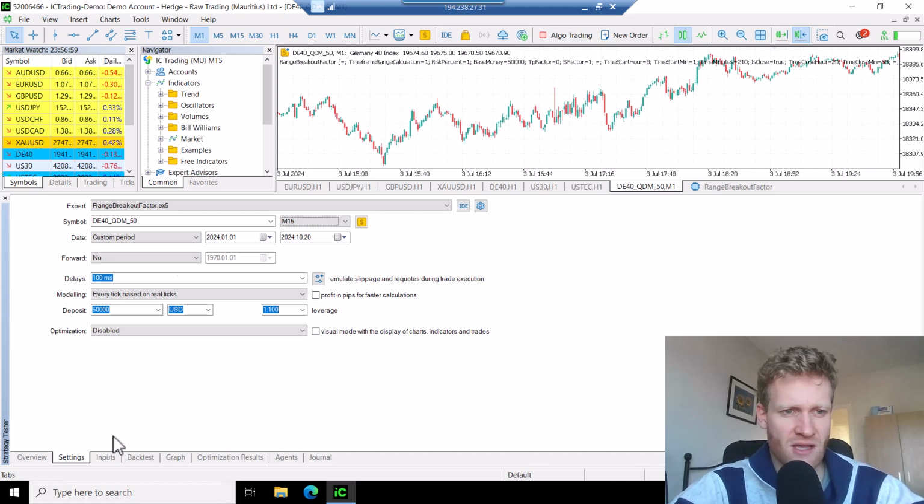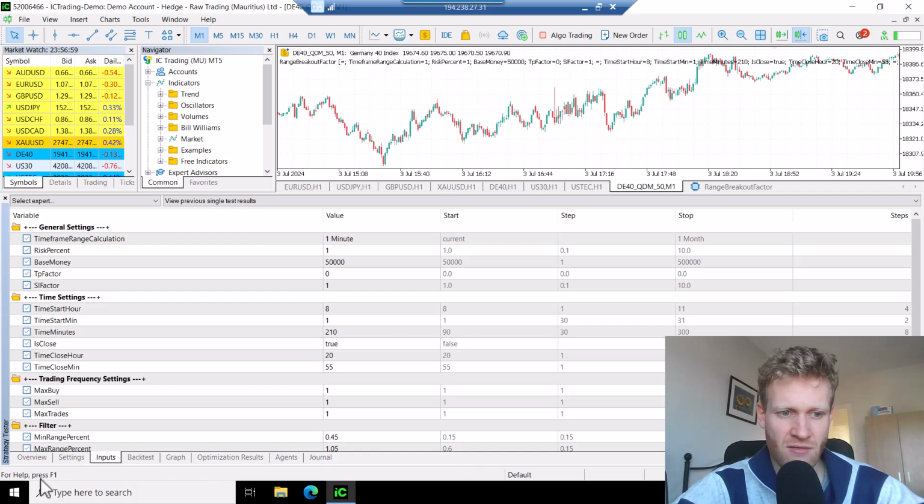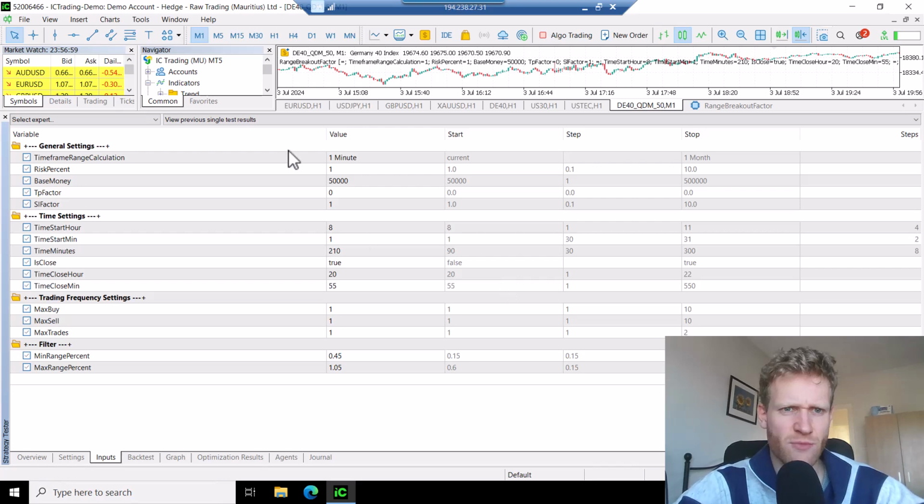So what we do here is we run the program on the DE40, which is just the German stock market index. You can use any symbol you like, but of course you would have to do testing and optimizations for other symbols because the strategy behaves very differently with different symbols. This is what I already figured out, and the same settings will not work for different symbols, at least not in my tests. So if we have a look at the inputs real quick, we can see there are some inputs.